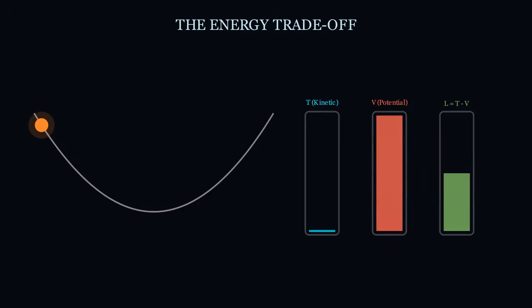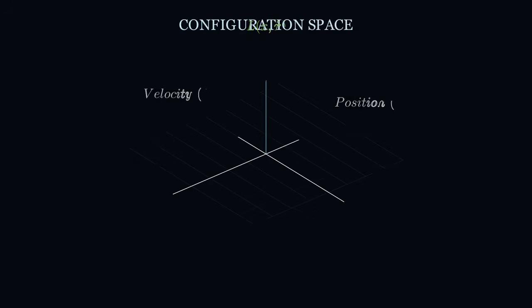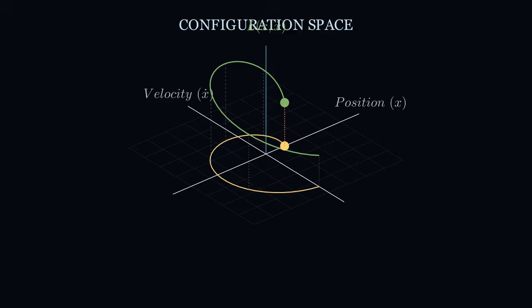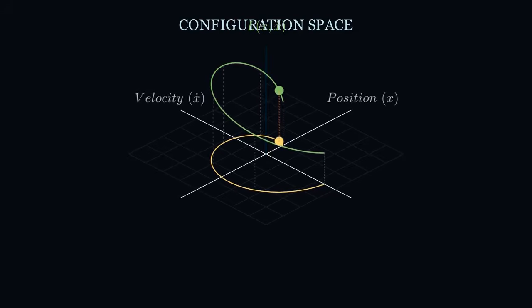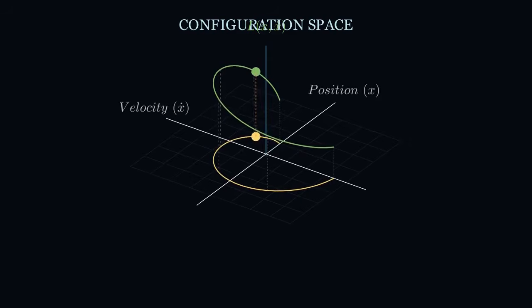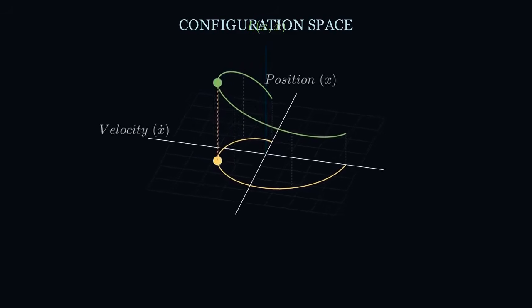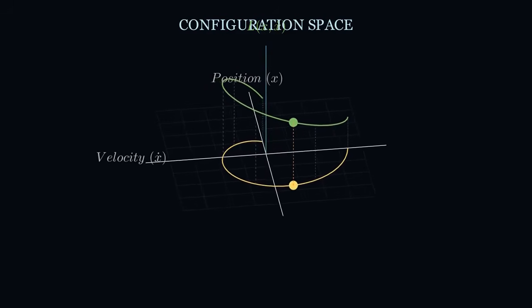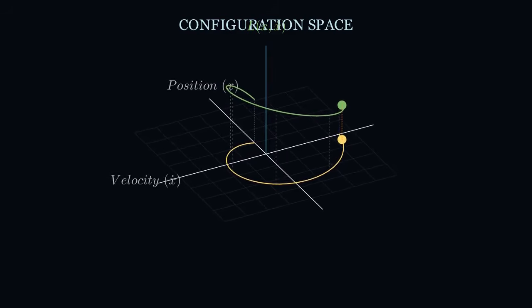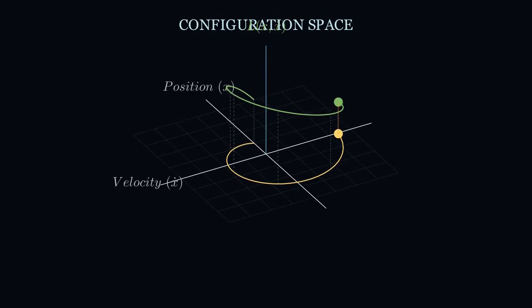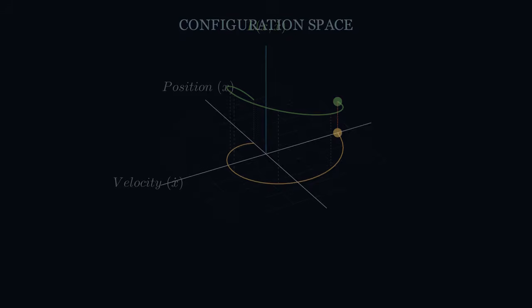How do we translate this simple up and down trade-off into a rigorous mathematical space where we can calculate any motion? To map this trade-off, we construct a geometric coordinate system called configuration space. For a single particle on a line, this space has two primary axes, the position, x, and the velocity, x dot. Every state of the system at any given microsecond is a single point on this coordinate plane. As the object moves, it traces a continuous curve through this space. The Lagrangian function, which depends on position and velocity, assigns a single numerical value to every coordinate point on this plane, creating a multi-dimensional energy surface.